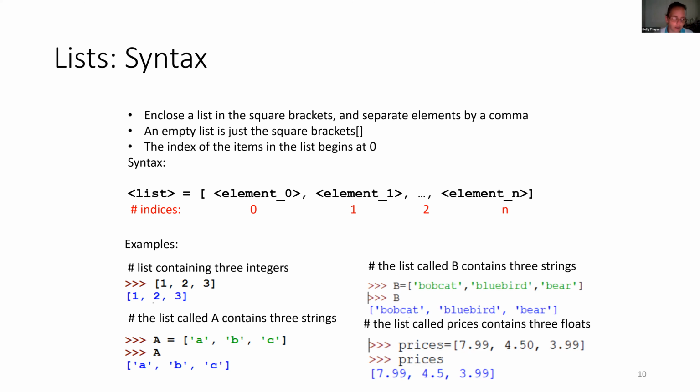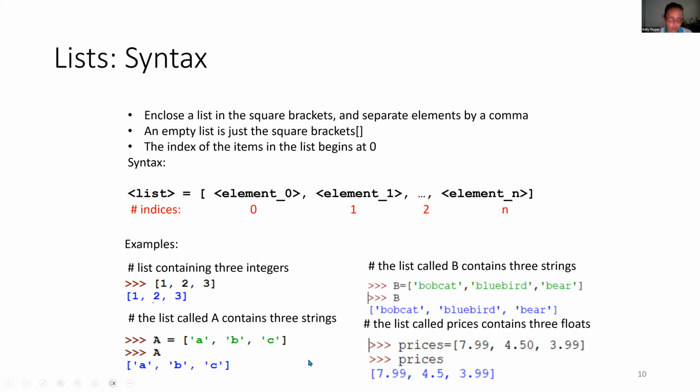So here is a list containing 3 integers. Why make all of them be floats or all strings? You could do whatever you like. So here's a list of 3 integers, and I'm typing those into Python, and Python tells me back, confirming what it is. Here is a list called A, so I can set a variable equal to the list.